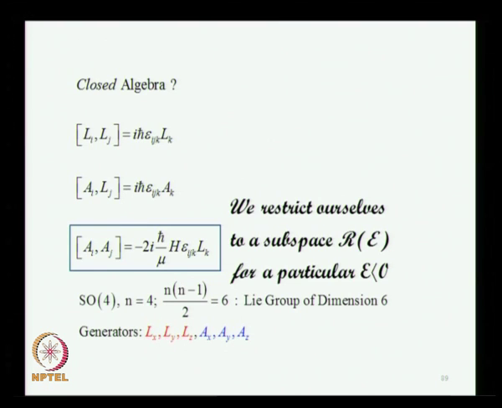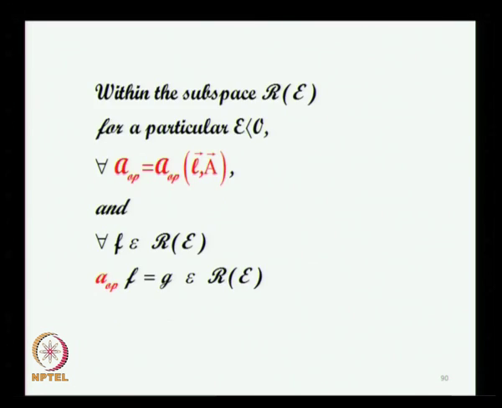So this is the SO4 group. The number of components of SOn for any n is given by n into n minus 1 by 2. So for n equal to 4, you have 4 into 3 by 2, which is 6, and the 6 generators of this group SO4 are the 3 components of the angular momentum and the 3 components of the Pauli-Lenz vector operator, and these 6 generate the SO4 group.